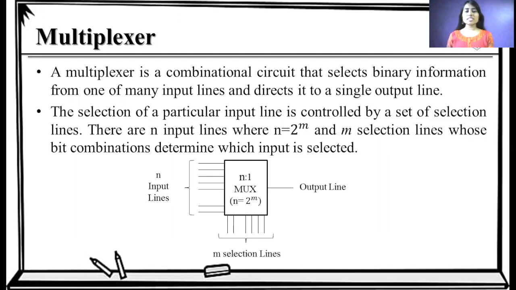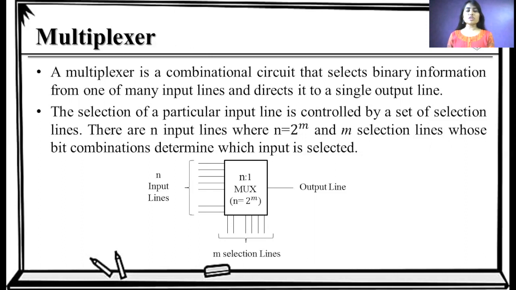Here we have a basic block diagram of an N-to-1 multiplexer. So for an N-to-1 multiplexer, we have N input lines and M selection lines. Now we have a basic relation between the selection lines and input lines: N is equal to 2 raised to M. So according to the value of the selection lines, one of the N inputs can be directed to the output line. So this is how a multiplexer combinational digital circuit works.